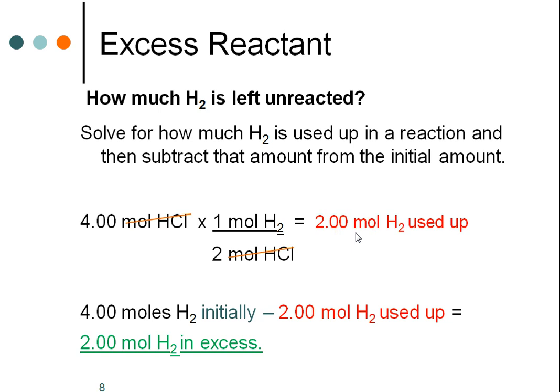Well, it must take 2 moles of H2 to make that, and that's just from the mole ratio. Now, since we used up 2 moles of H2 and we started with 4 moles, how much do you have left over? Just 4 minus 2 is 2. You're going to have 2 moles of H2 in excess. And I always label that as in excess.